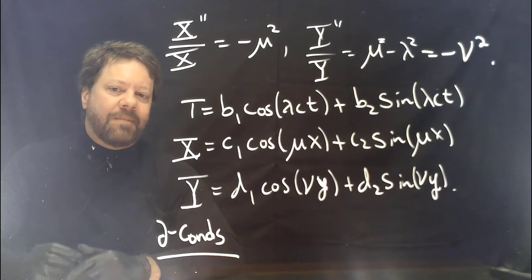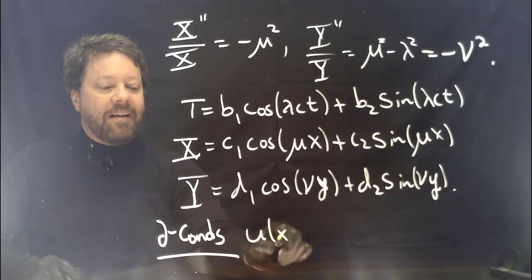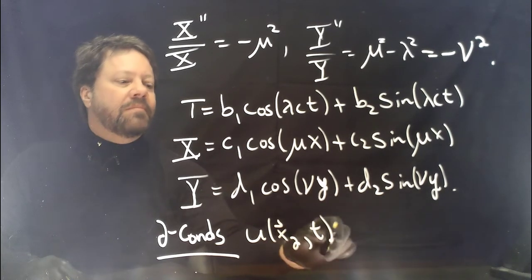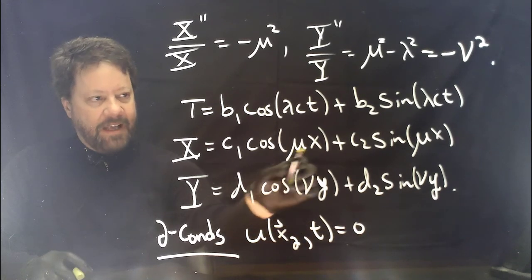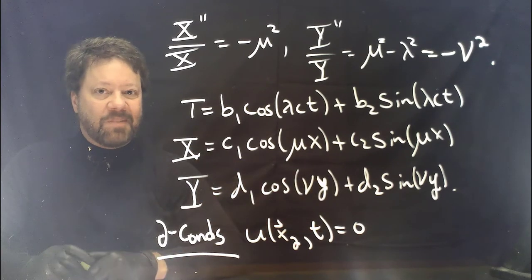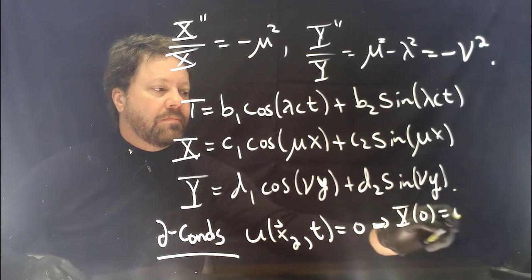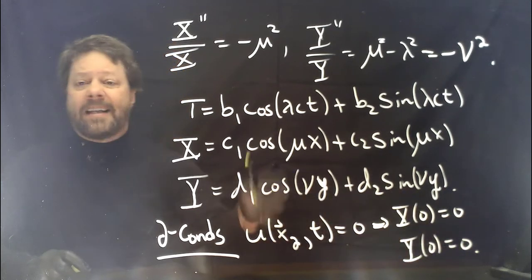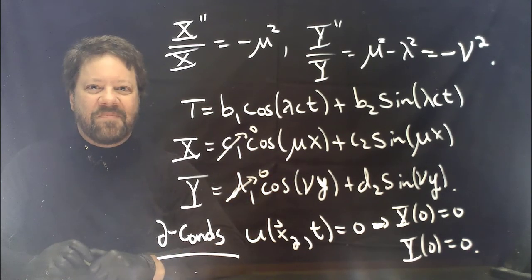How do the boundary conditions come into this? Well, we have to be 0 at the boundaries. If u at all x on the boundary for all time is 0, then at x equals 0 and y equals 0, both x and y must be 0. The only way that can happen is if C1 is 0 and D1 is also 0.